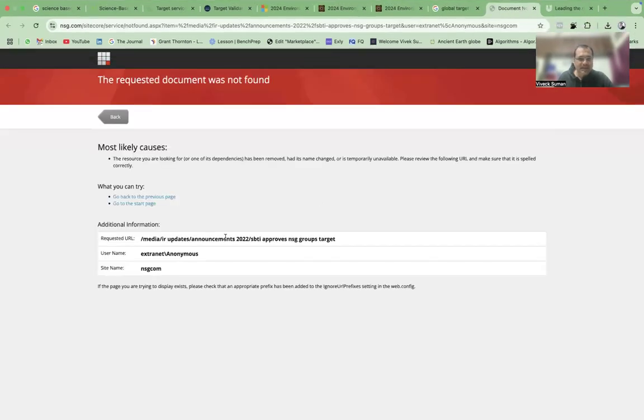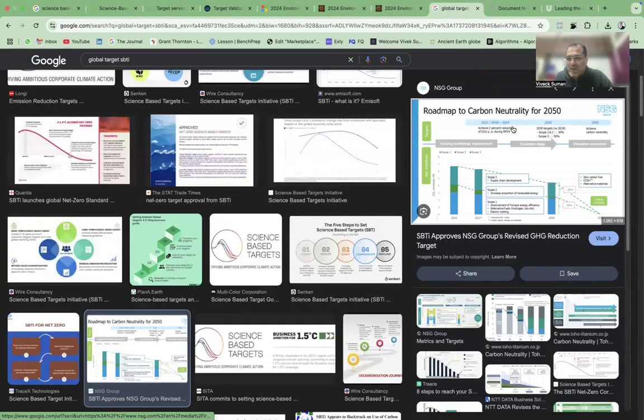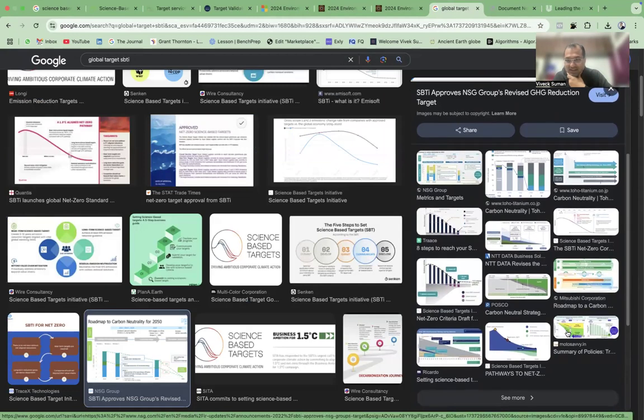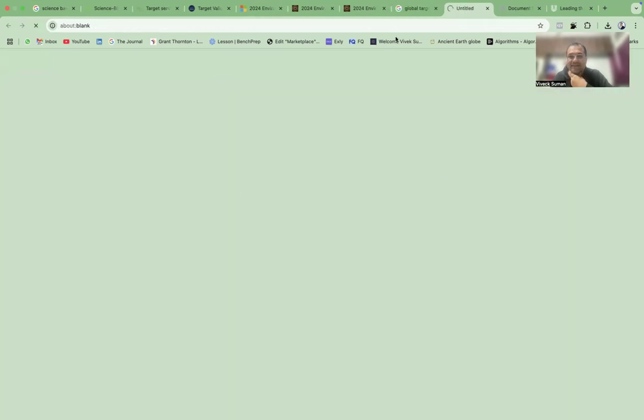Yeah. Okay. Oh, that also is not coming. This is rare. This photograph you are able to see, right, on the right-hand side, roadmap to carbon neutrality. I don't know why it is not showing today. Anywhere I'm going, it's failing. Okay, this one maybe.